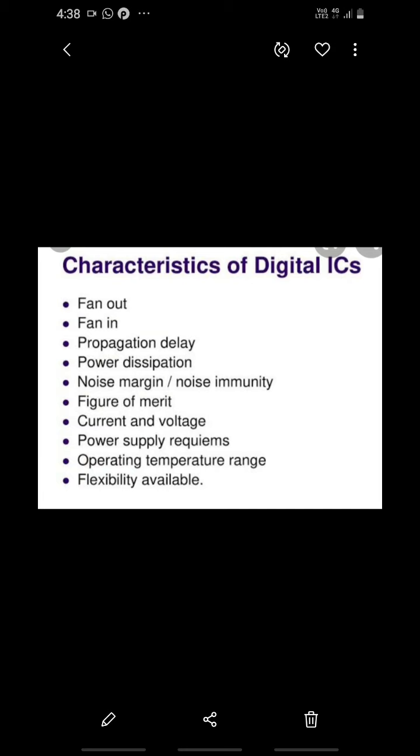Characteristics of digital ICs: power supply requirements, propagation delay, noise margin, noise immunity, fan in, fan out, power dissipation, operating temperature, and finally input output and flexibility available.